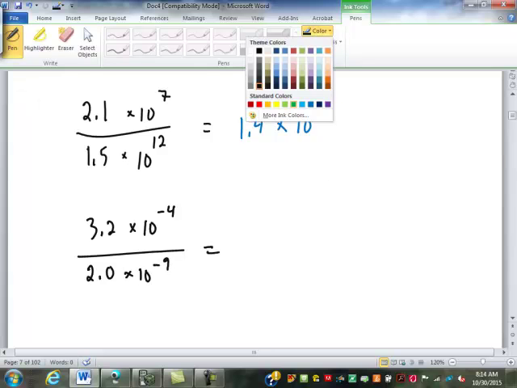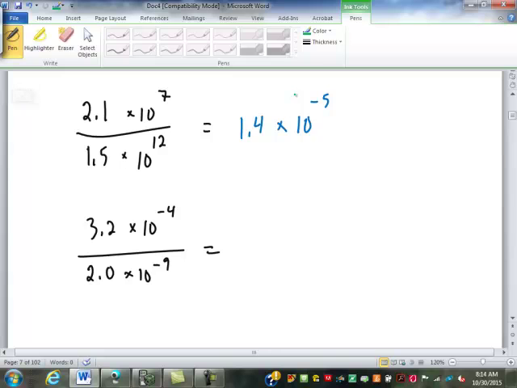How about this one? 3.2 divided by 2.0 is 1.6 times 10 to the negative 4 minus a negative 9. Negative 4 minus a negative 9 becomes negative 4 plus a positive 9, or positive 5.